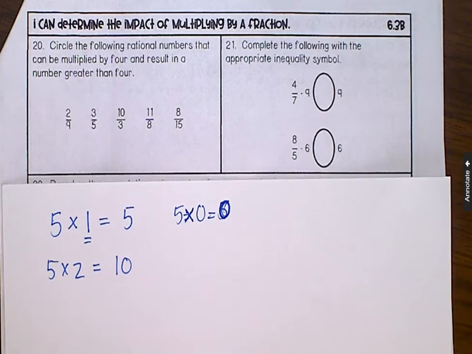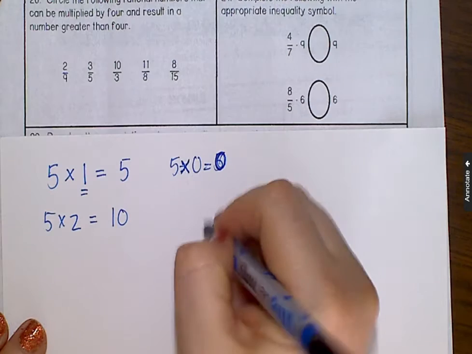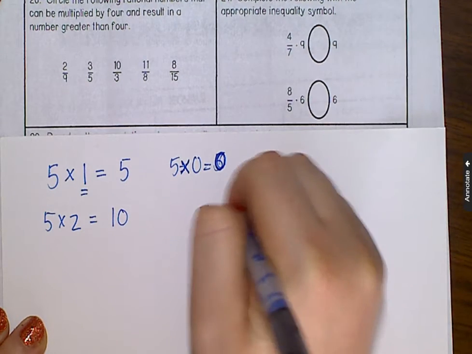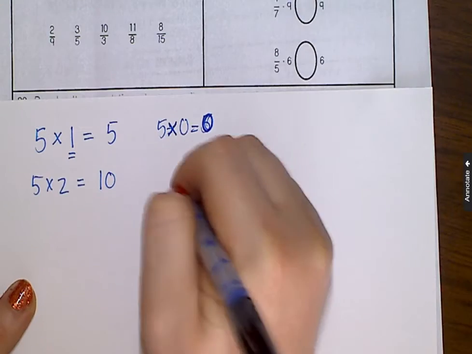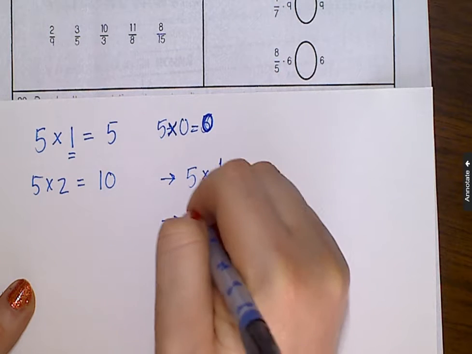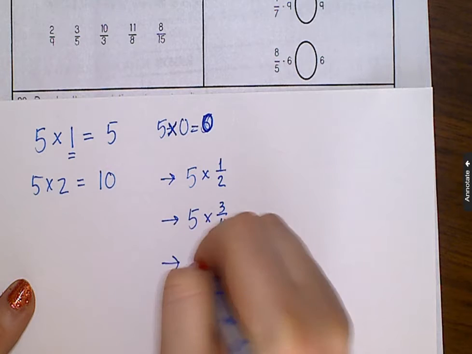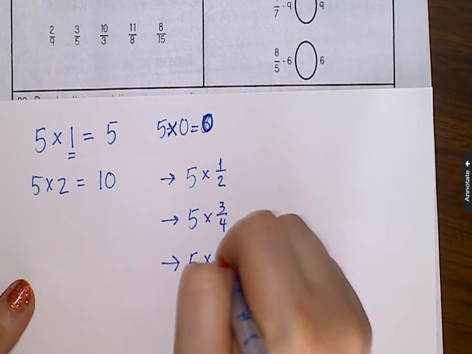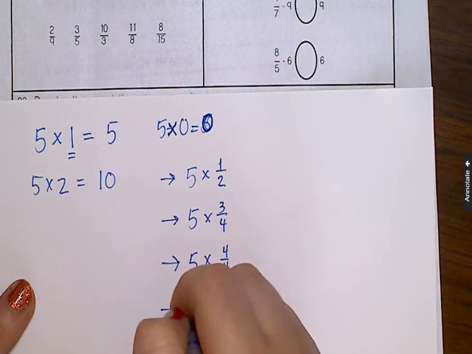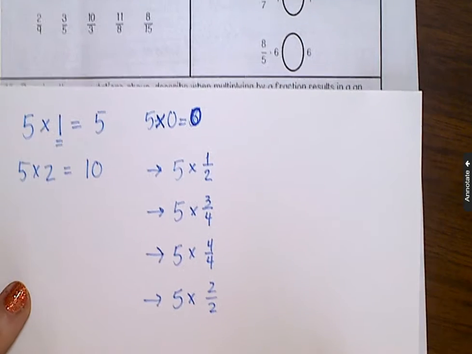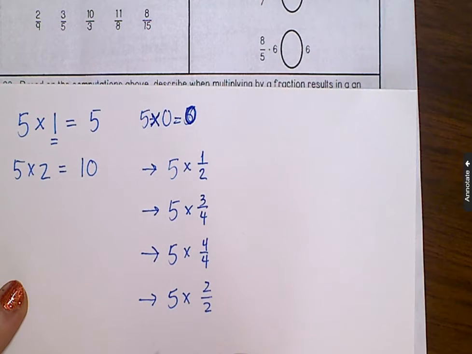So what I want us to look at is what happens when we multiply by different types of fractions. If I take 5 and multiply it by 1/2, these are the ones I'm going to do: 5 times 3/4, 5 times 4/4, 5 times 2/2. And then I'm going to have a couple other examples that I'll go into after that.